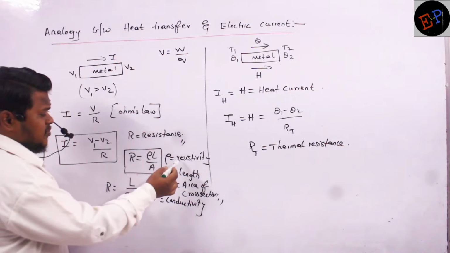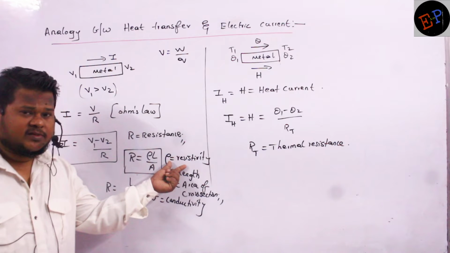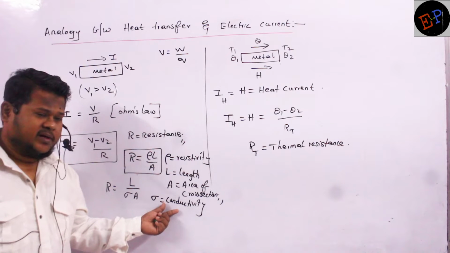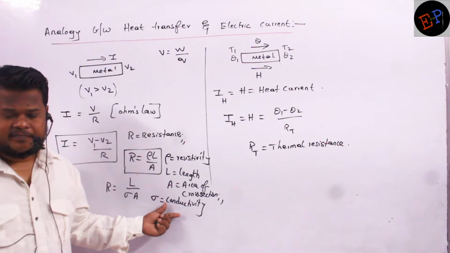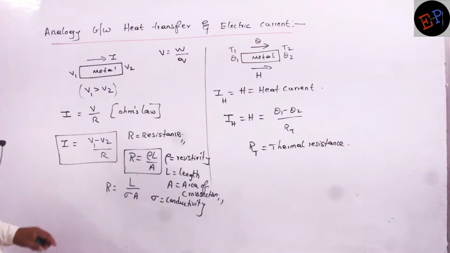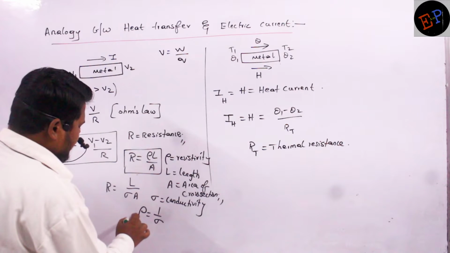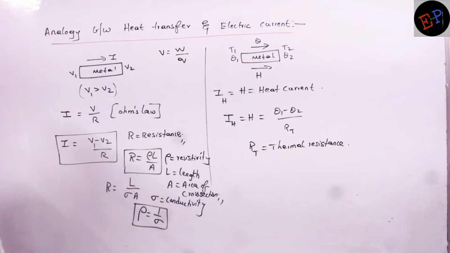Conductivity is the opposite of resistivity. Conductivity indicates how good a conductor is, how easily it is able to transfer current. And the relation between conductivity and resistivity is rho equals 1 by sigma, or you can write sigma equals 1 by rho. This is the relation. Are you able to understand?